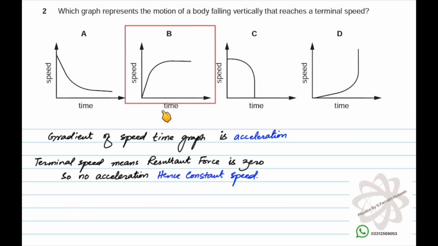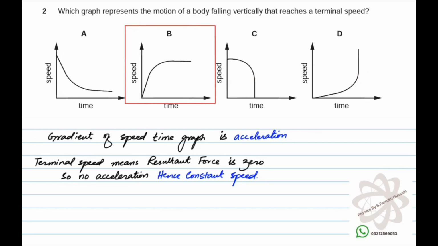And by this understanding, only graph B is giving a correct idea, while in option A the speed is decreasing, and decrease in speed means there is resultant force acting in opposite direction to the motion, and this can only happen when air resistance becomes greater than weight, and air resistance can not be greater than weight if the object is falling with a terminal velocity. Similar is the case with option C and option D.